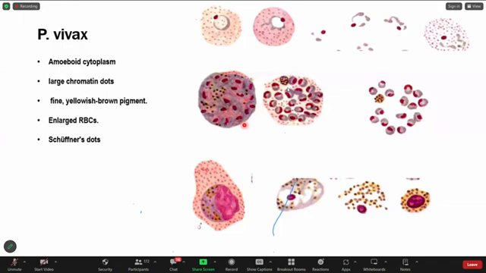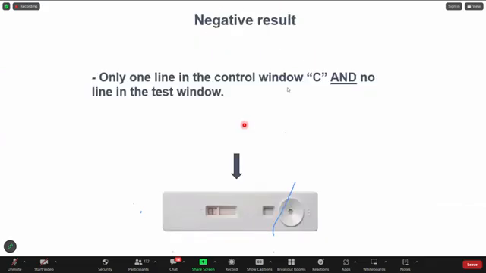Now, if you understand those distinguishing features, you can make a good report of malaria using a microscope. But before we reach the report of malaria using a microscope, let us first see how we report malaria RDTs. For malaria RDTs, we report one of 3 results. The first result is the negative result. This negative result is when there is only one line in the control window.